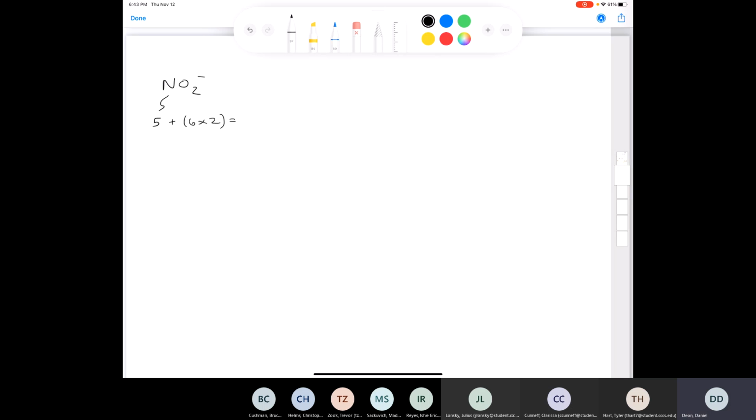I meant NO2 minus, the nitrite ion. Like, that's not right. I didn't want to get into unpaired electrons yet. So I'd add 1 for the negative charge. So that's 12 plus 6. That gives me a total of 18 valence electrons.